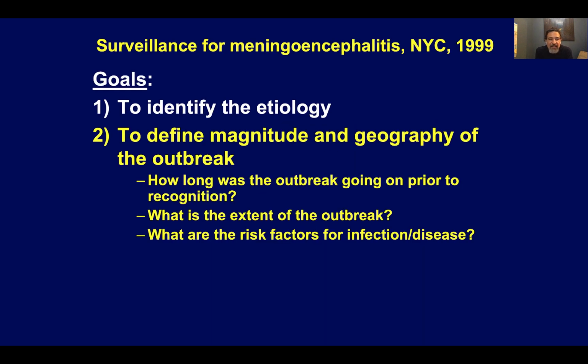So to define the magnitude and geography of the outbreak, we want to try to understand things like how long this outbreak was going on prior to recognition. We've talked about how the first cases that come to the attention of epidemiologists and clinicians in outbreaks aren't necessarily the first cases that occurred in the outbreak. So the index cases are the ones that we first learn of, but it could be that the outbreak was happening and the first cases occurred well before the cases that were first recognized.